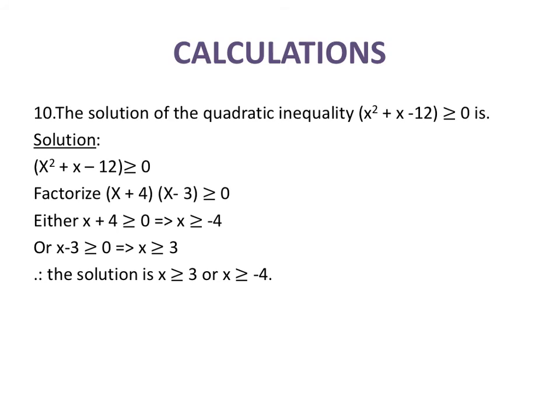Example 10. The solution of the quadratic inequality x squared plus x minus 12 is greater or equal to 0 is shown below. We factorize, having x plus 4 and x minus 3 greater or equal to 0. So either x plus 4 is greater or equal to 0, which implies that x is greater or equal to minus 4, or x minus 3 is greater or equal to 0, which implies that x is greater or equal to 3. Therefore, the solution is x is greater or equal to 3, or x is less or equal to minus 4.